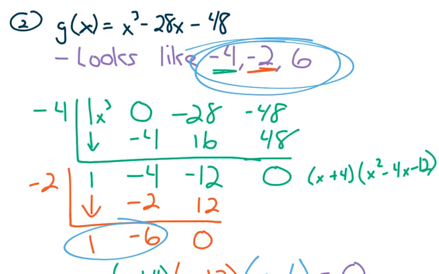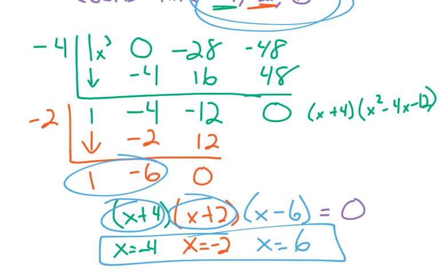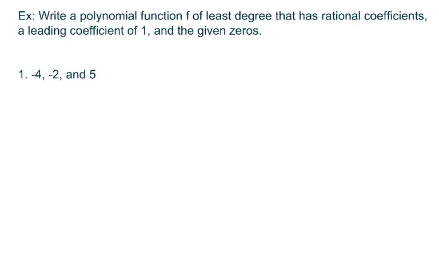Well, negative 4 gave us x plus 4, negative 2 gave us x plus 2, and then positive 6 gave us x minus 6. We're going to do something very similar to that in this example, so f of x. We know that the zero is negative 4, so what that would tell us is that the factor is x plus 4. It's always the opposite, so that's where that one comes from.